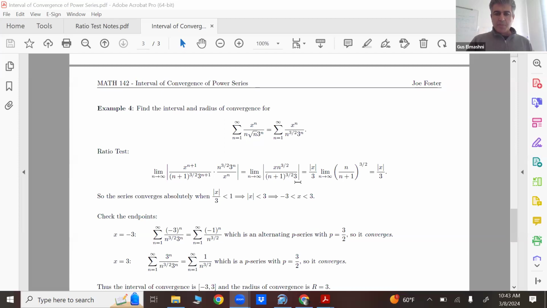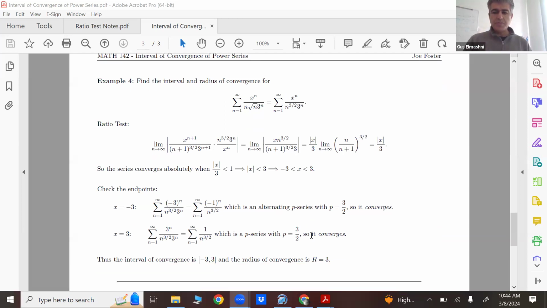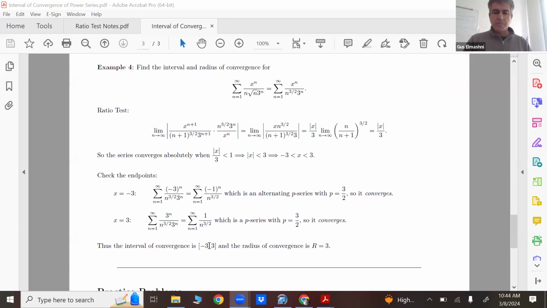Now, here's the deal. Let n approach infinity, you're going to get x over 3. That has to be less than 1, or actually the absolute value of x has to be less than 3. So the interval will converge from -3 to 3, and hence your radius will be 3. And so you have that as well. So you have these worked out examples to look at.